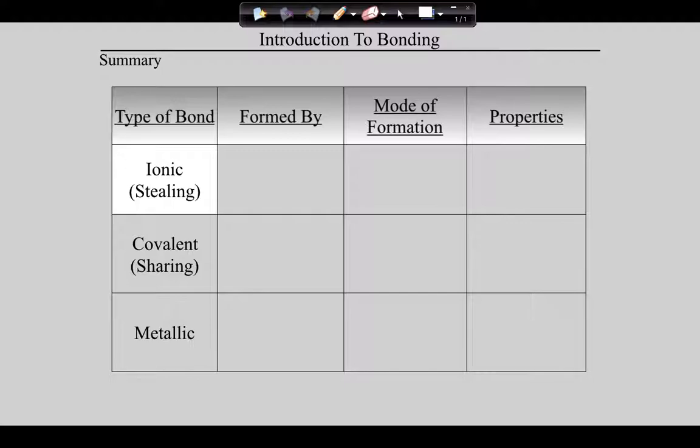So guys, I'm going to try to do this questioning rather than telling, because you should know the answers to these. So when we talk about ionic stealing bonds, guys, what atom pairing forms an ionic bond? A metal, which is big and fat and weak, and a nonmetal, which is small and strong. So it's a metal and a nonmetal.